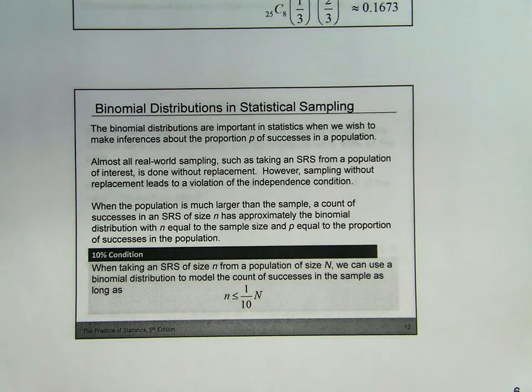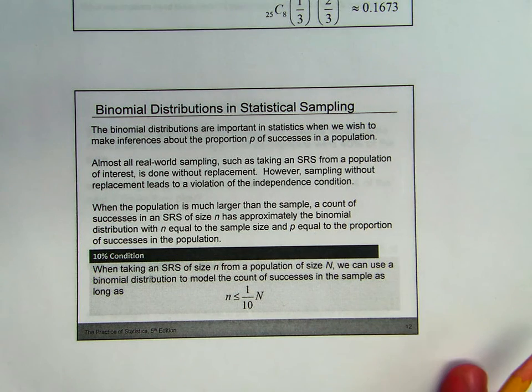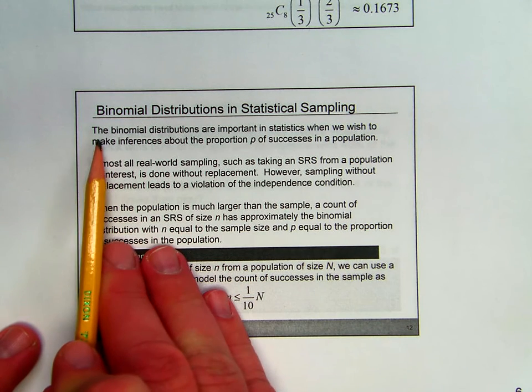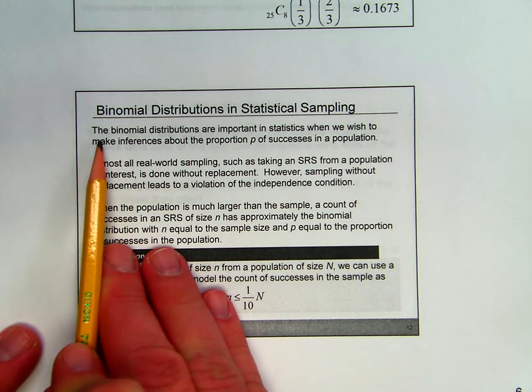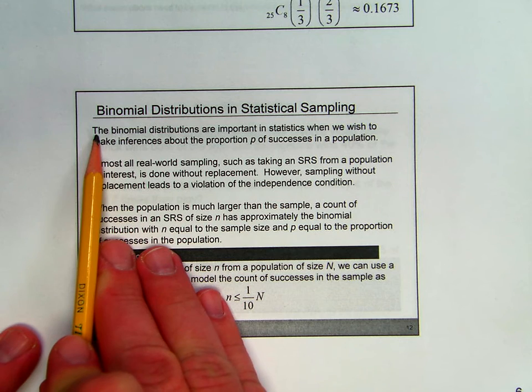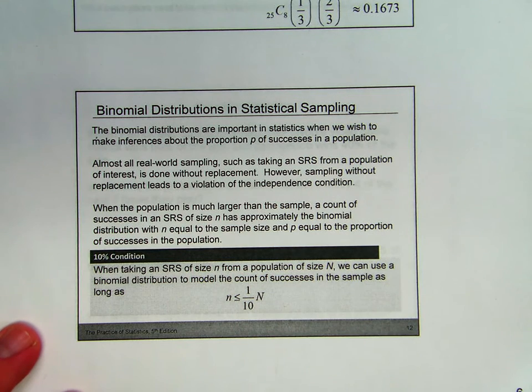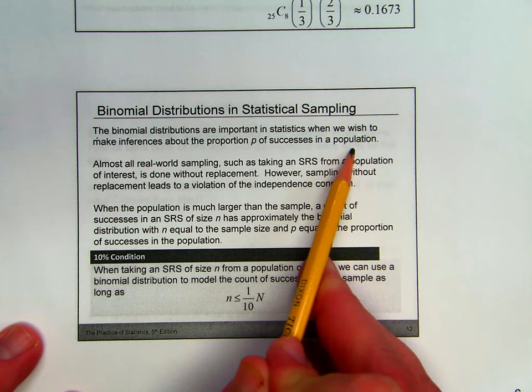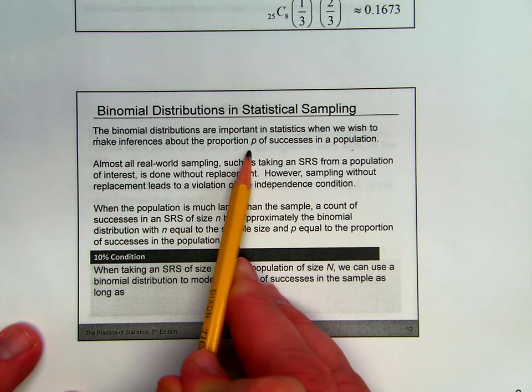This is the one that addresses the sampling without replacement. All right, so some background of why this is going to become very important to us. The binomial distributions are important in statistics when we wish to make inferences about the proportion p of successes in a population. Okay, once we finish these chapters 5 and 6 with the probability, most of the rest of the course is going to have to do with inference.